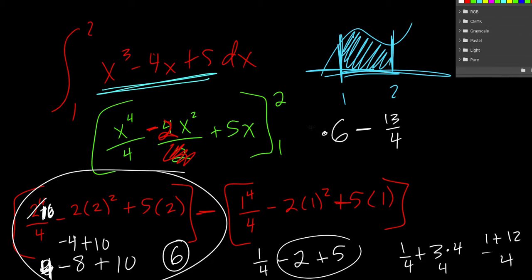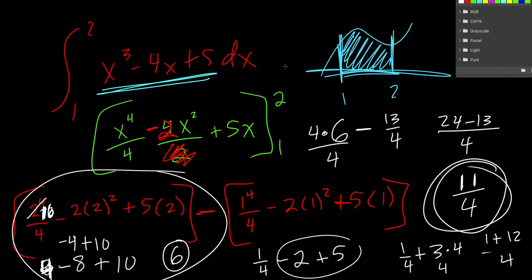And so if we multiply the top by 4, bottom by 4, we get 24 minus 13 over 4. And so if we subtract that, we're going to get 11/4. So the area under this curve in between 1 to 2 is 11/4 units.